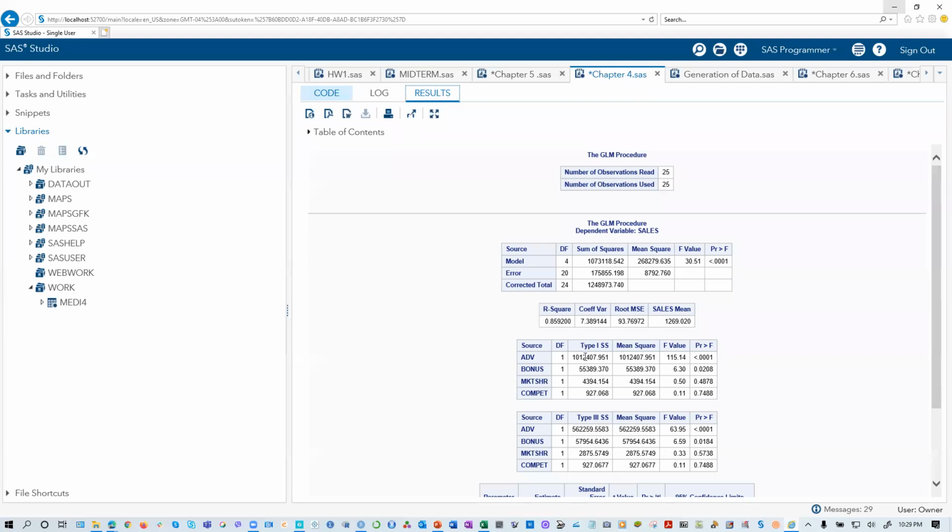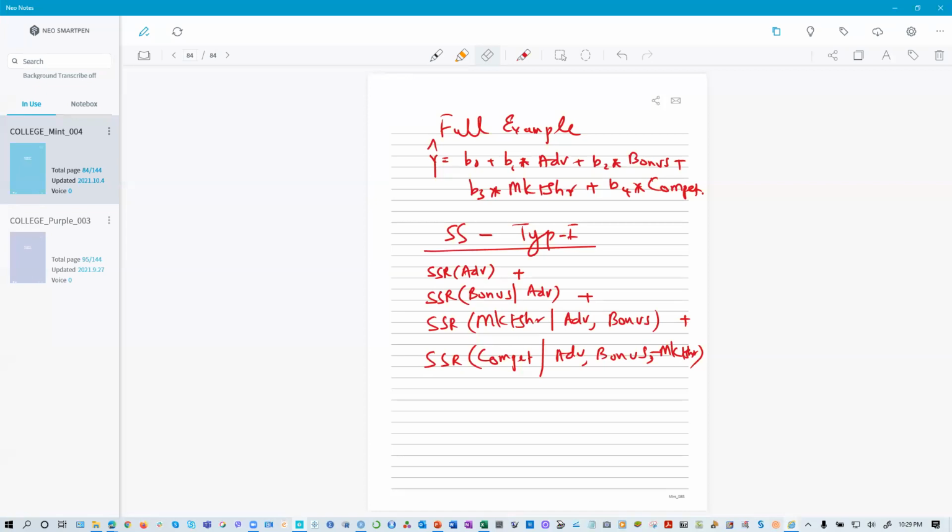Here, I'm talking about here. 1, 2, 3, 4. Those 4. When you add those 4, it is nothing but the SSR of the full model. The same as the SSR of the full model: add, bonus, market share, and competition. That's type 1.